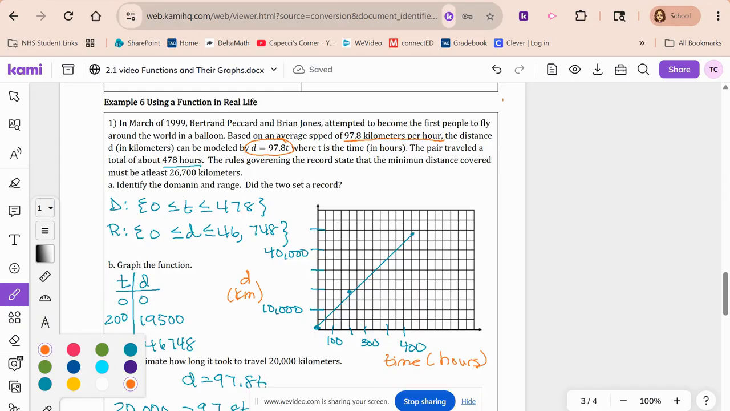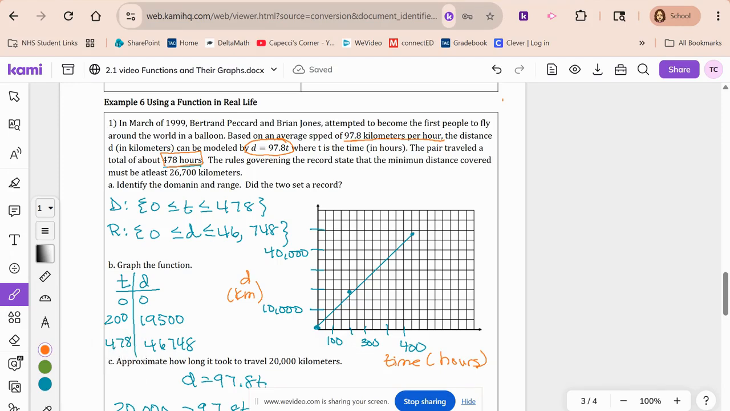We have time in hours. The pair traveled a total of 478 hours. The rules governing their record state that the minimum distance covered should be at least 26,700 kilometers. Okay? And then we want to know the domain and range, and did they set the record?